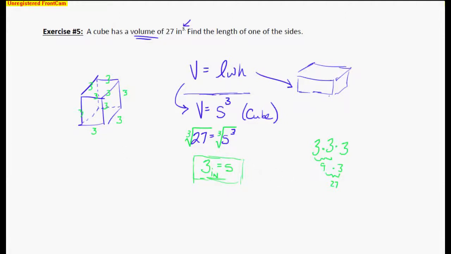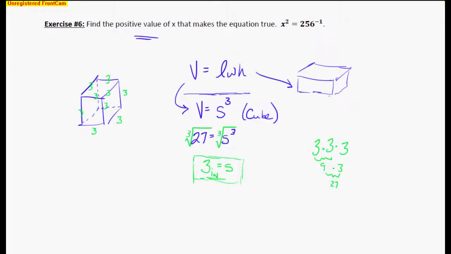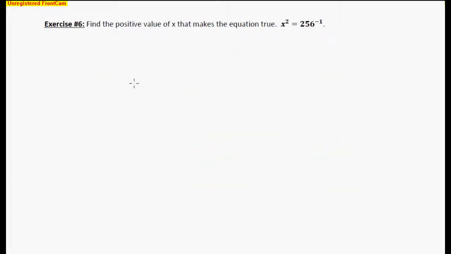All right, one more. Let me turn this one off. There we go. And we want the positive value. Make sure you read the directions there. We want the positive value of this. Now, whoa, this looks a little different here. We have x squared.